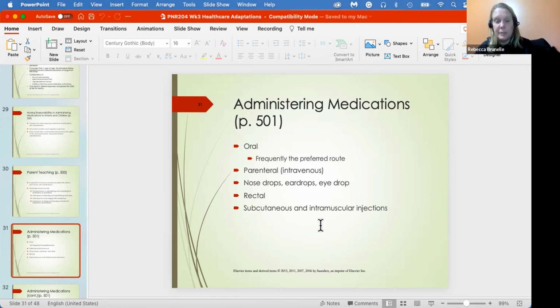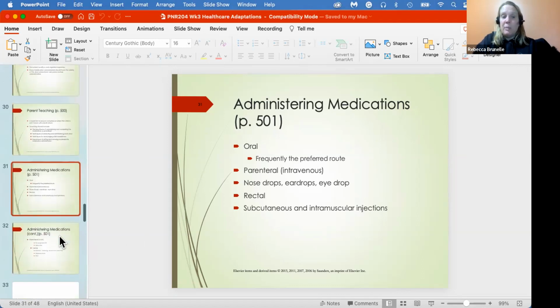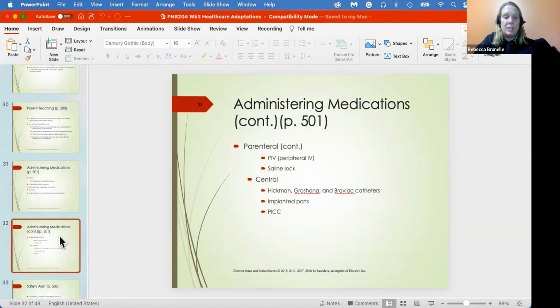Okay, very good. And then rectal, we don't use rectal very often. Sometimes parents are sent home if their kid has a seizure disorder. They might go home with rectal Diastat, which is Valium. And sometimes they might have rectal Tylenol at home. Those are the two most common. For the same reason with the mucosal tearing, we don't use it as often, but you can give medications in the rectum. And then sub-Q and intramuscular. You'll be doing a lot of intramuscular for immunizations in the clinic.